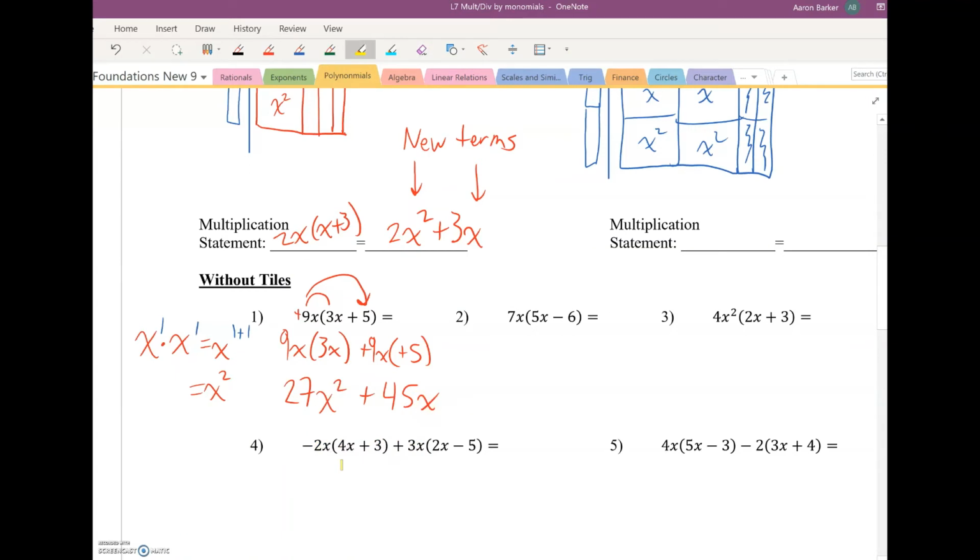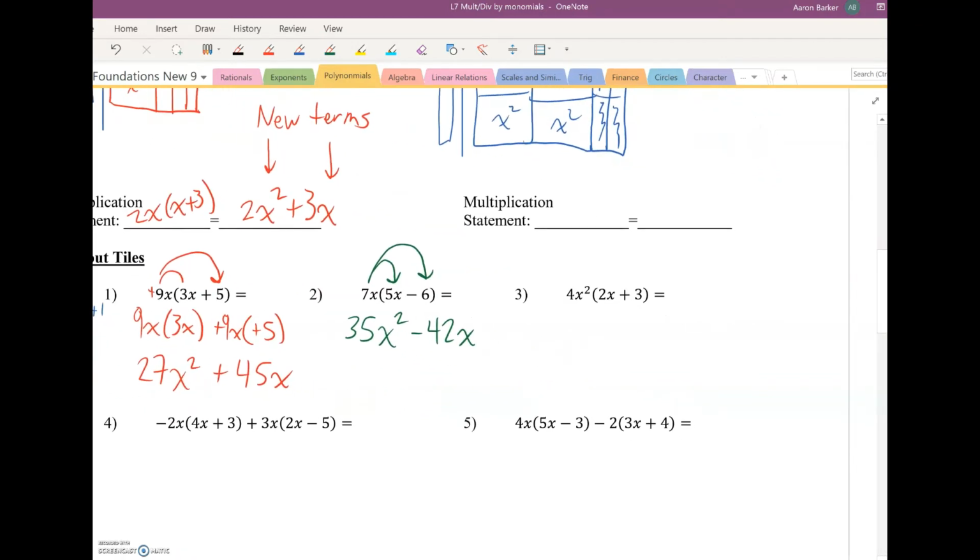27x squared plus 45x. A lot of you probably aren't going to write that, but that is kind of a real world example of what's happening. What you're going to do is just use your arrows. So show your multiplication. 7 times 5 is 35. x times x is x squared. Then 7 times negative 6 is negative 42, and it's negative 42x because the letter doesn't change. Try this next one, then fast forward the video.